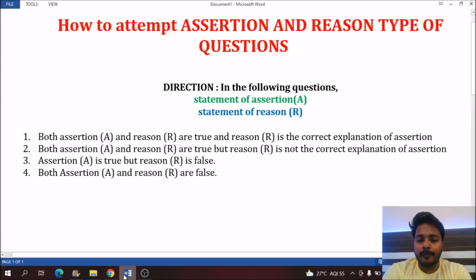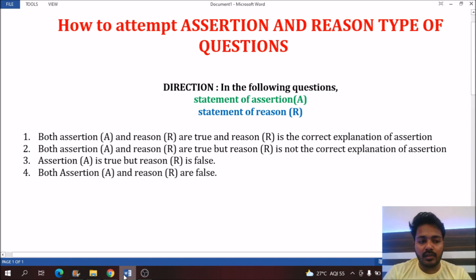So let's start. The word assertion means the opening statement that can be taken from any postulate, law, or any paragraph of the book. And the word reason means the explanation of that statement. By reading the assertion and reason, you have to choose the most correct answer out of 4 options. So let's see what the 4 options are.